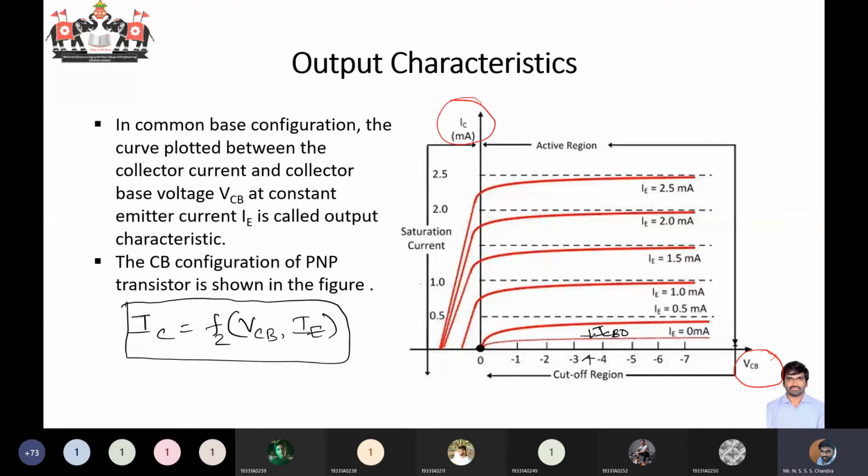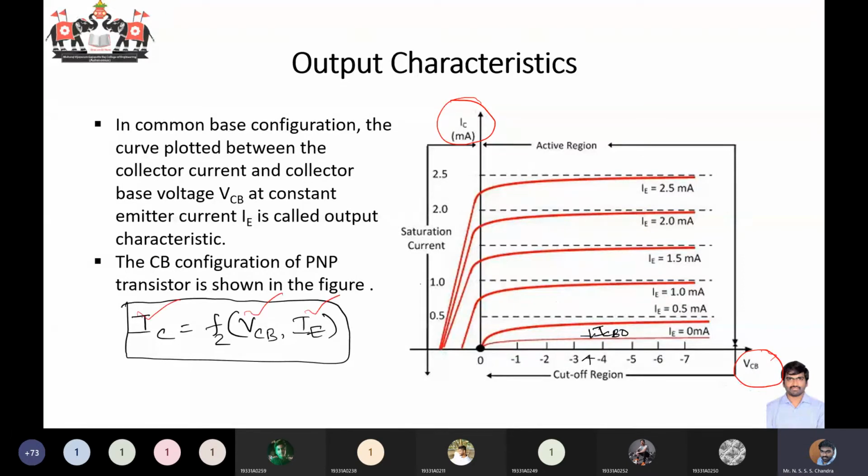I told you that your output current will depend upon your output voltage and also upon input current. Your input current is nothing but your emitter current. So I'm writing IC as a function of VCB and IE, because I want to specify that earlier this function might be a different function. So I'm writing it as F2 of VCB comma IE. So your IC will depend upon both VCB and IE.